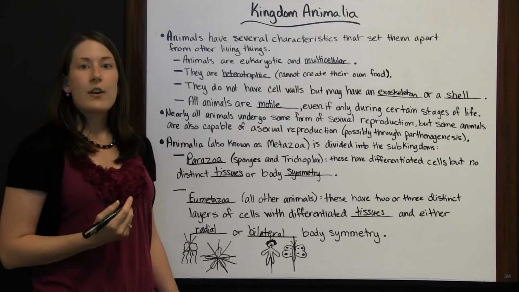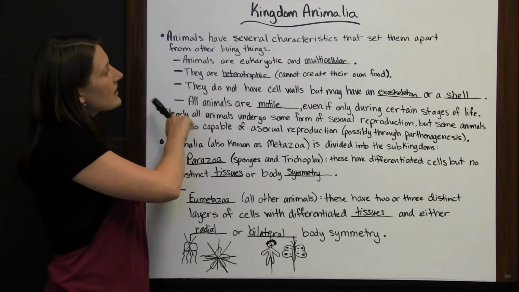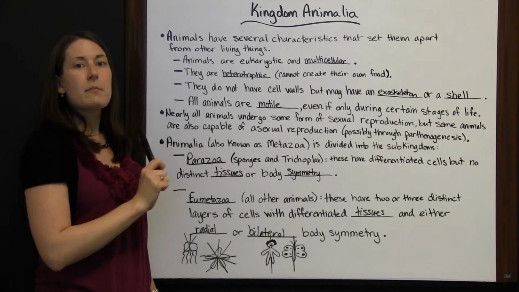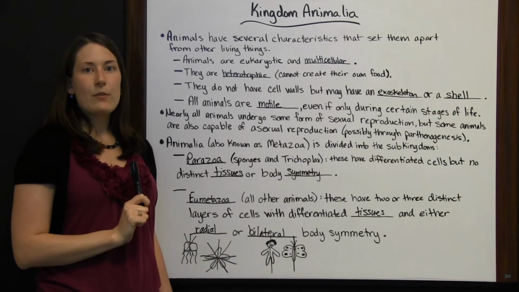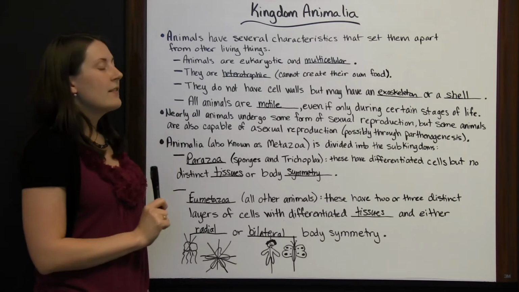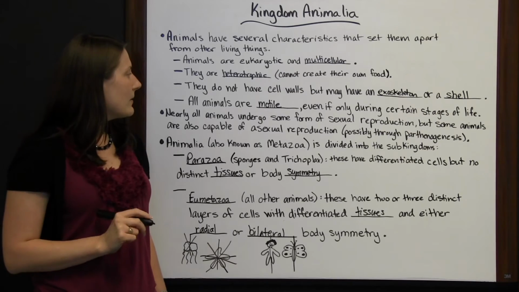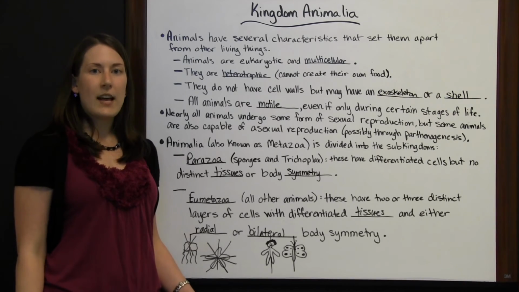So whenever you are thinking about kingdom Animalia, remember these certain characteristics that set them apart. They're eukaryotic and multicellular, made of more than one cell. They are heterotrophic. They cannot make their own food and must receive nourishment from other sources. They do not have cell walls but may have an exoskeleton or a shell. And all animals are motile. They are able to move at least at some stage in their life.